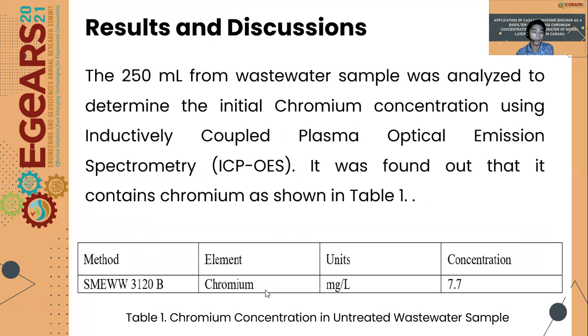For the results and discussions, the 250 ml wastewater sample was analyzed to determine the initial chromium concentration using the ICP-OES, or inductively coupled plasma optical emission spectrometry, at Davao Analytical Laboratory Incorporated. It was found that it contains chromium as shown in the table below. The concentration is 7.7 parts per million, or 7.7 milligrams per liter, using the standard methods for examination of water and wastewater 3120D.